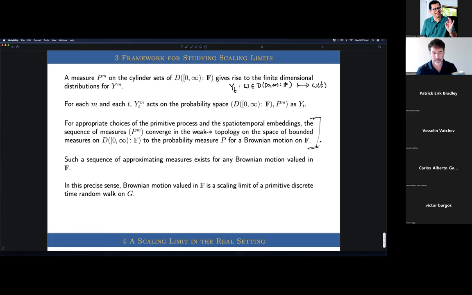And this is a very general sort of framework. So such a sequence of approximating measures exists for any Brownian motion valued in F. Now we have to be very careful about this, because what do you want to call a diffusion process or a Brownian motion?